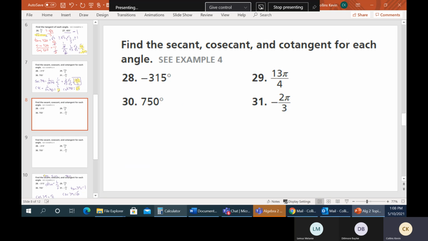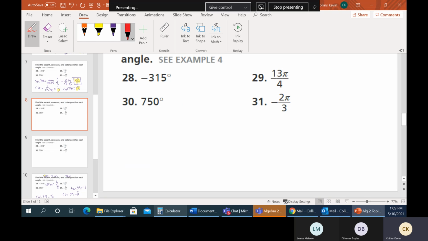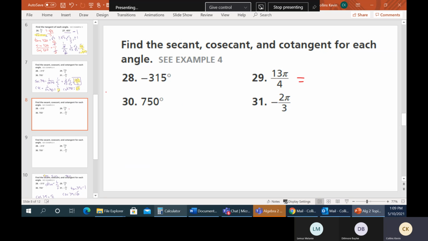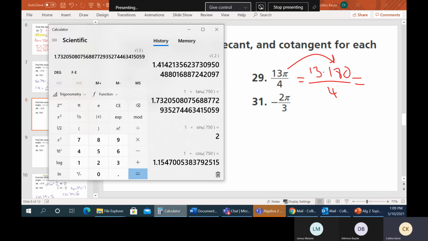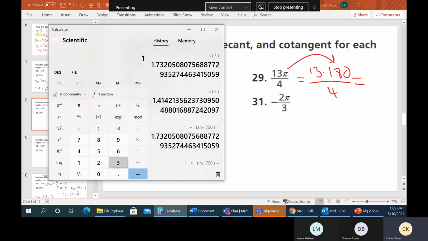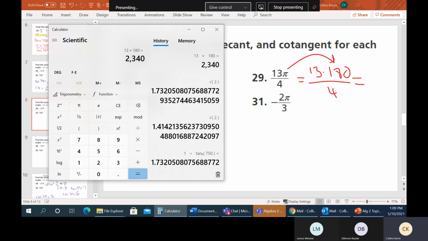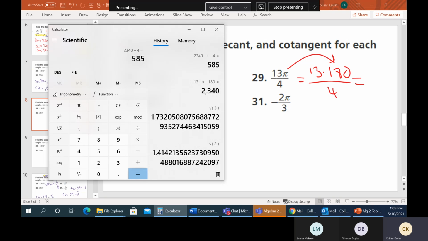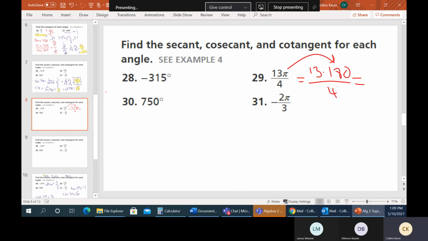So we have 13 pi over 4. So first things first, let's make him degrees. So this will be 13 times 180 because pi is 180, right? Divided by 4. Okay, calculator city. Clear it out. We got 13 times 180 and then divide by 4. So that's 585.